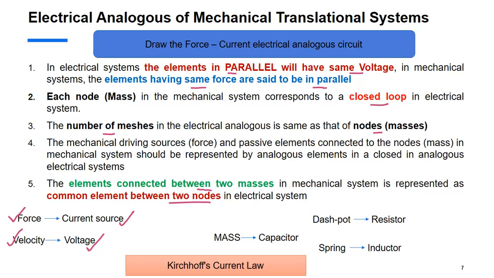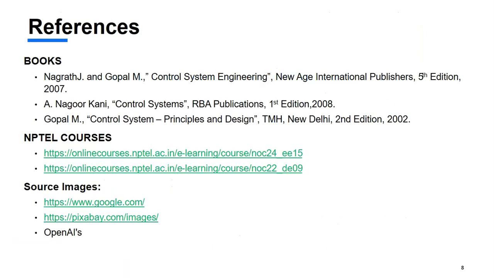In the force current electrical analogous circuit, mass is represented by a capacitor, dashpot is represented by a resistor, and a spring is represented by an inductor. Once we get a force current electrical analogous circuit, we have to write the nodal equation. To write the nodal equation, we are using Kirchhoff's current law. So this is how we have to obtain the force voltage and force current analogous circuits. These are the references. Thank you.